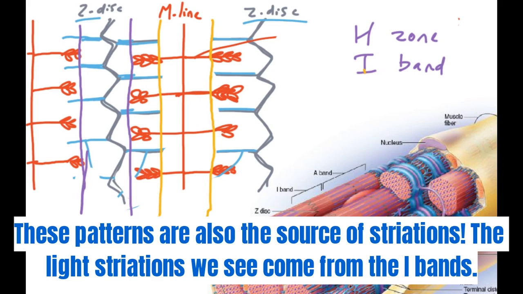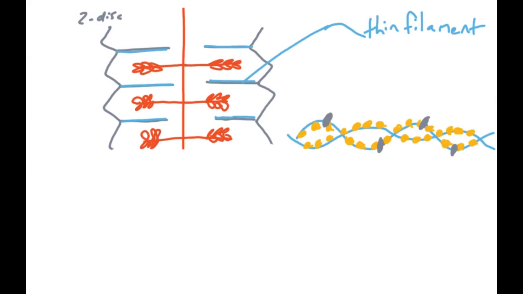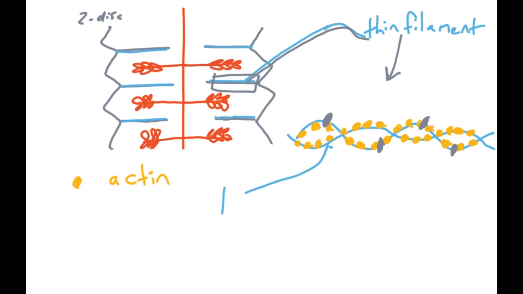So let's move on and look in more detail at what makes up these thin filaments specifically. If you can imagine me taking a lens and zooming in on this thin filament, that's what you're going to see down here. So let me introduce these key players. The yellow beads that I've drawn in this diagram here, each of those are going to be what we call actin.